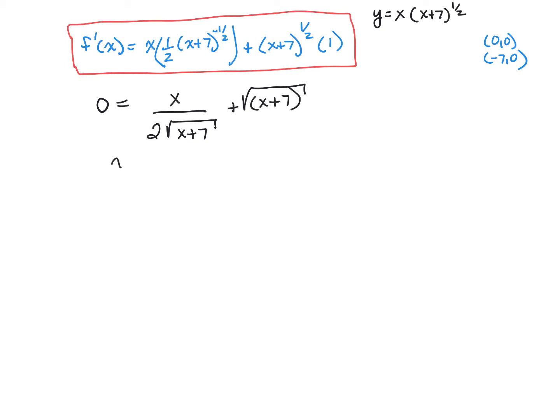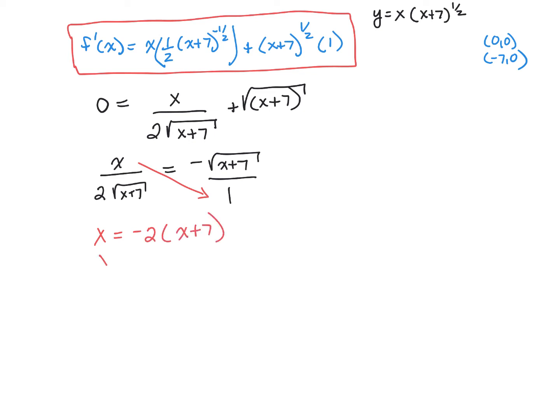To find our critical points, I set the first derivative equal to 0. I'm going to move the root of x plus 7 over to the other side, and cross multiply. So we'll get x equals -2 times (x plus 7). X equals -2x minus 14. 3x equals -14, and x equals -14/3.